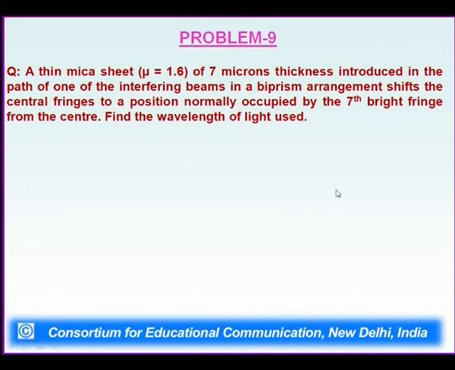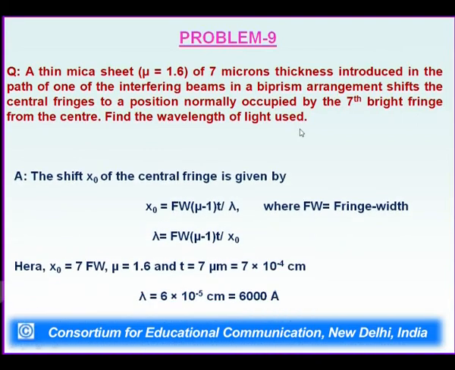Next, similarly, but here we calculate the wavelength of light. A thin film of mica sheet whose refractive index is equal to 1.6 and thickness 7 microns, introduced in the path of one of the interfering beams in the biprism arrangement, shifts the central fringes to the position normally occupied by the 7th bright fringe from the center. Now we calculate the wavelength of light used.